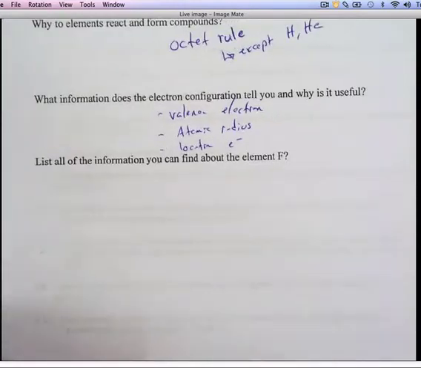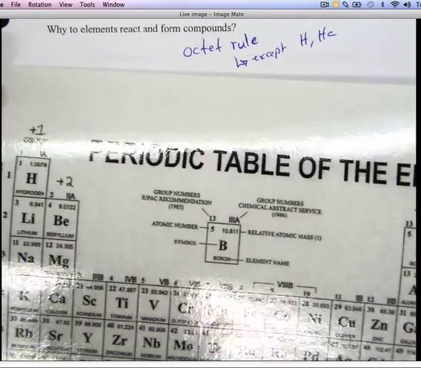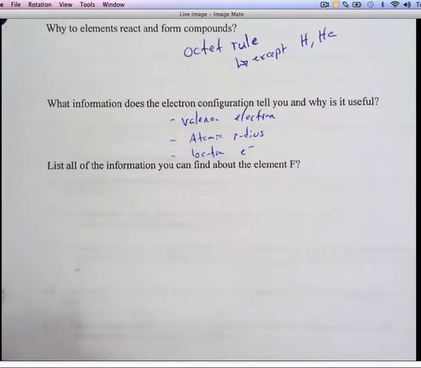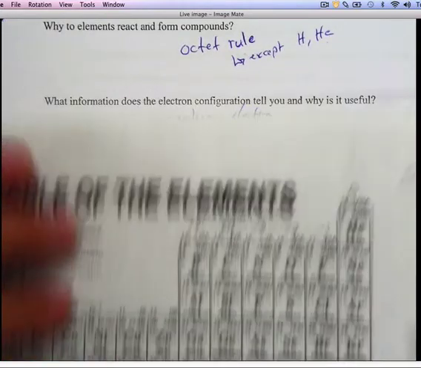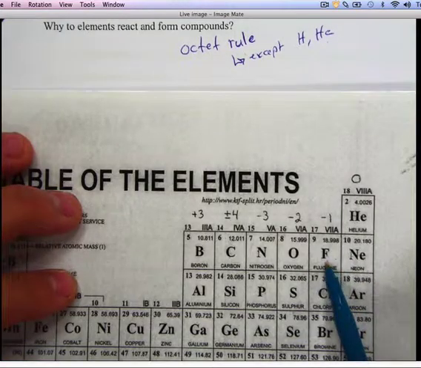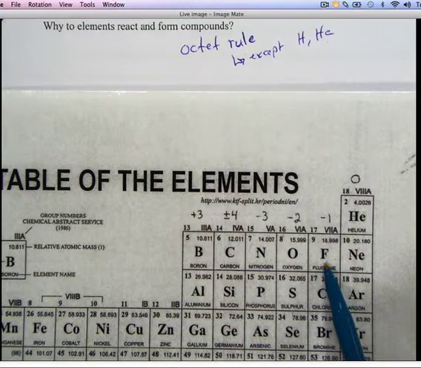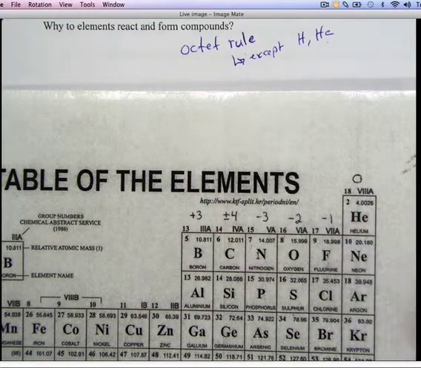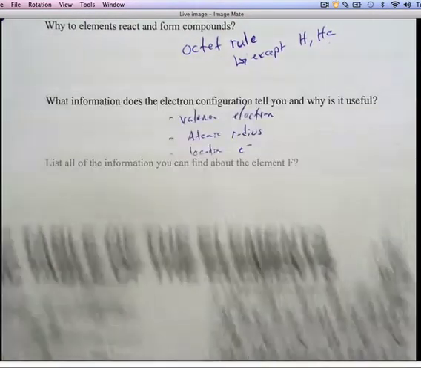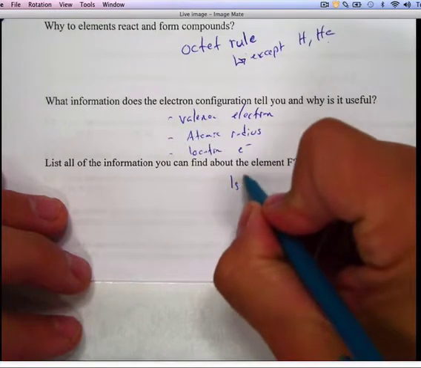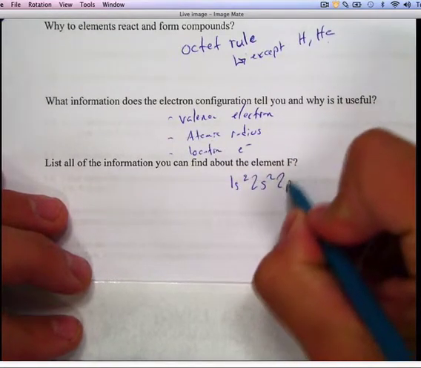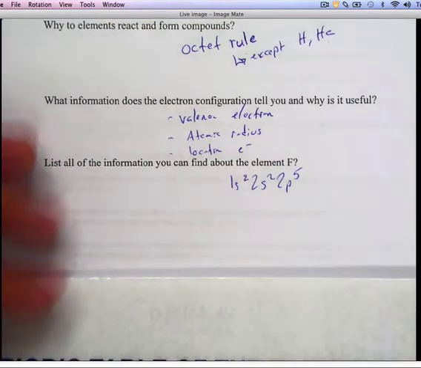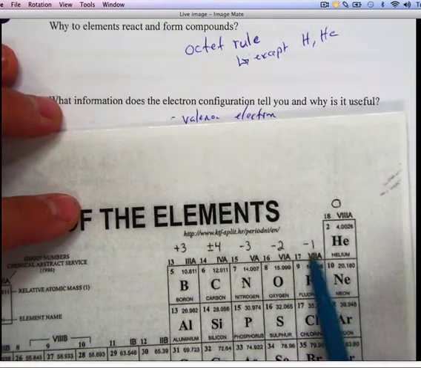And then the last thing, looking at the periodic table, which you should have: tell me everything you can about element F, which is fluorine. Well, here's fluorine right here. Right now I can tell you it's in period 2, which means it's in row 2. It's in group 7 or 17, which means it has 7 valence electrons. I can tell you the electron configuration, which is 1s2, 2s2, 2p5. I can tell you that it wants to gain an electron to get 8 in its outermost shell, so it's going to make a -1 ion.